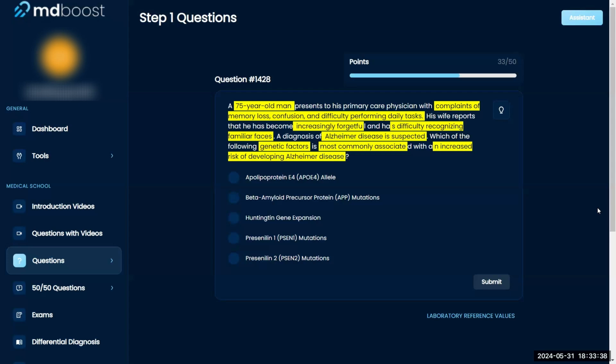Alzheimer's disease? I'm leaning towards apolipoprotein E4. I don't know why the other one. So I would give it a Huntington gene expansion. That's Huntington disease, presenilin 1 and 2. I really don't know. I know that presenilin has something to do with something. I really don't know what it has to do, but I know for sure A is a risk factor. So I would go with that.